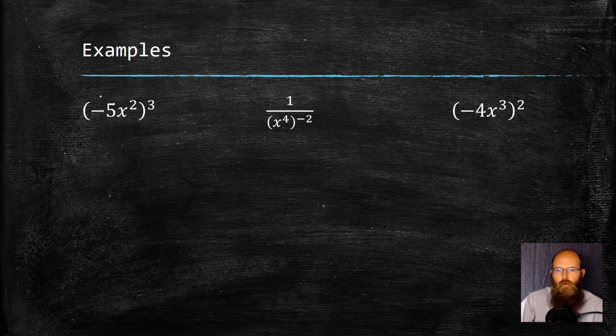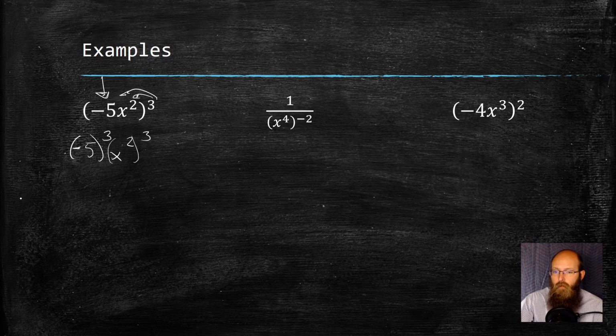And here we go. Ooh, this is a new one. We now have a number in our set of parentheses. It's same protocol. I have a negative 5, and it's getting that 3 exponent, and I have an x squared, and it's getting raised to the third power. And what is negative 5 cubed?